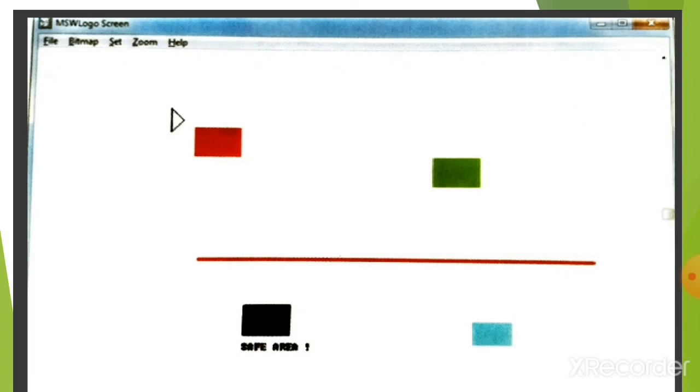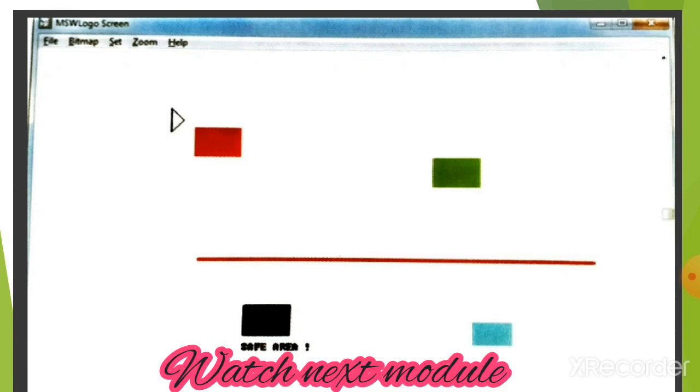So this is the second level stage. Here you can see 4 squares. In that, the black color is the safe area, and our turtle is also standing in the position to move. So this is our second level.